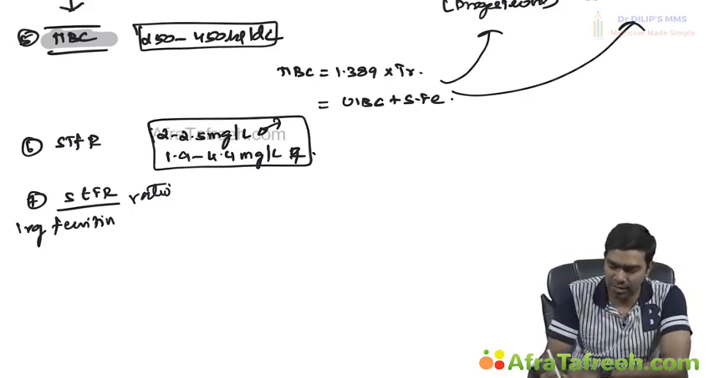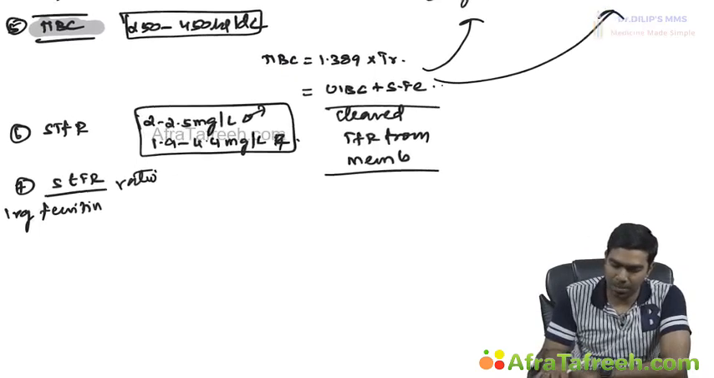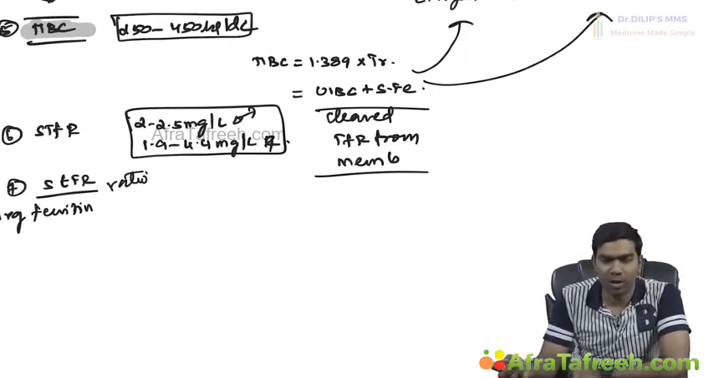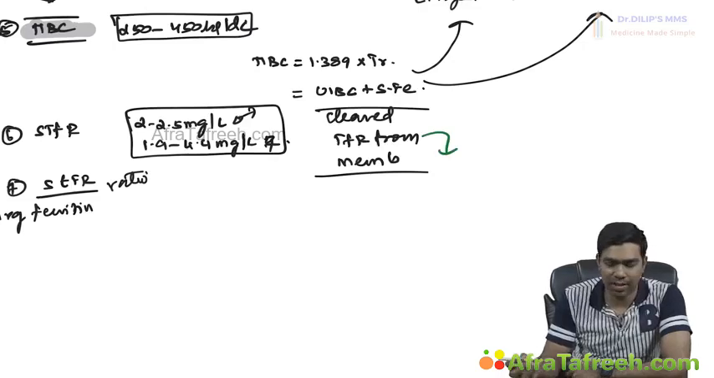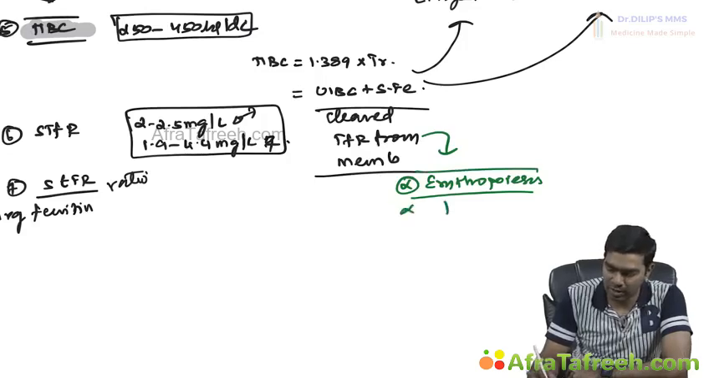It is the transferrin receptor that is cleaved from the membrane. It is nothing but a cleaved transferrin receptor from the cell surface, from the membrane of the cells. The important thing about this cleaved transferrin receptor is that it is proportional to the erythropoietic activity, erythropoiesis, and inversely proportional to iron availability.